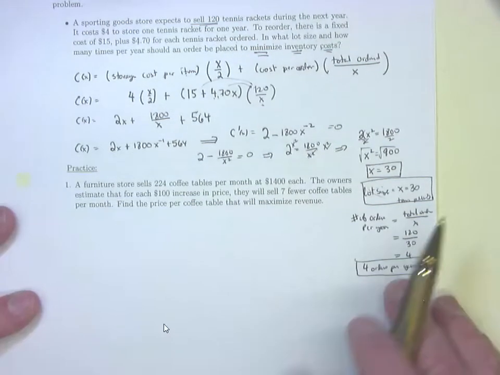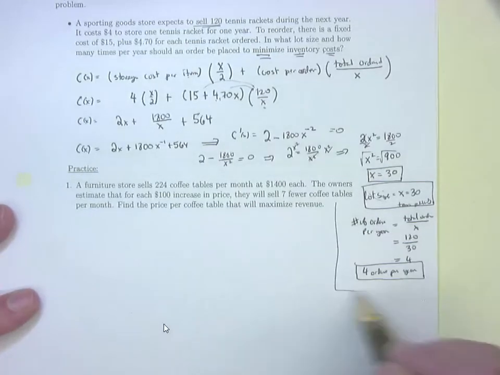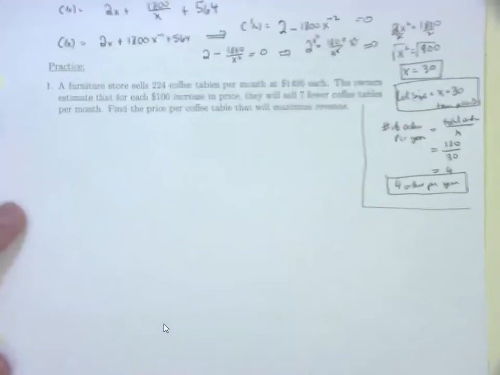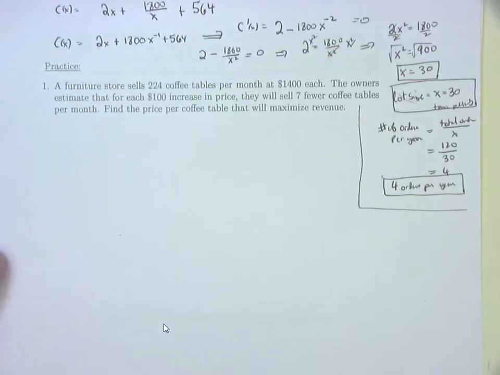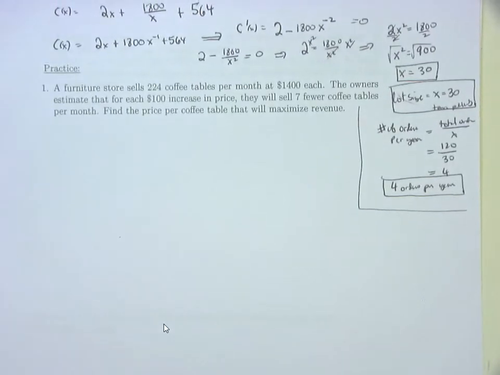Okay? It says this. A furniture store sells 224 coffee tables per month at $1,400 each. The owners estimate that the cost for each $100 increased in price, they will sell 7 fewer coffee tables per month. Find the price per coffee table that will maximize revenue.